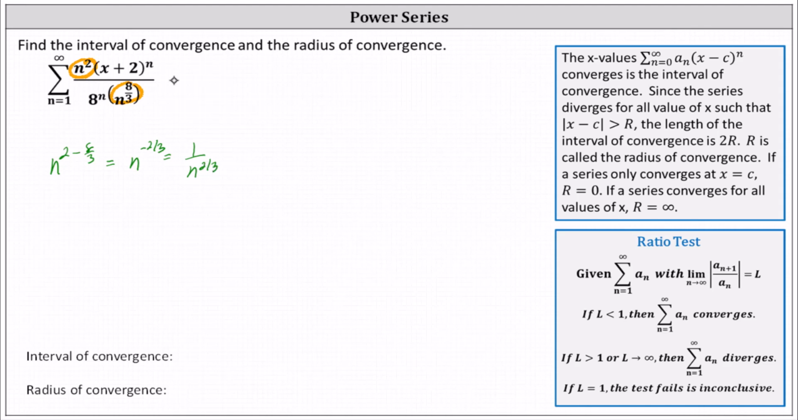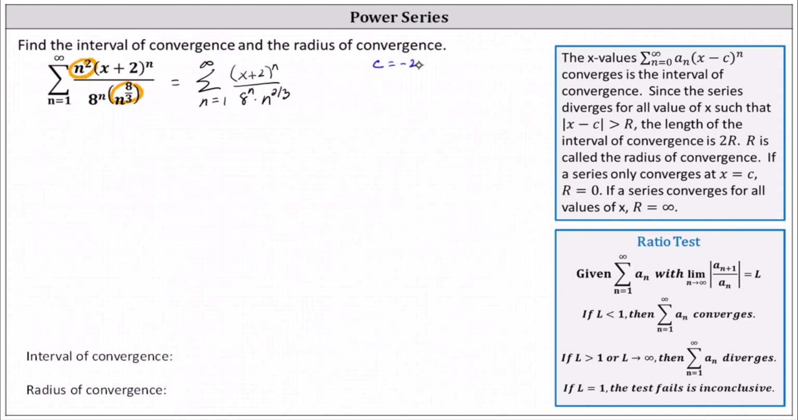We can write the given power series as the sum from n equals 1 to infinity of (x + 2)^n divided by 8^n times n^(2/3). Let's use the power series in this form. From here, notice because of (x + 2)^n, which we can think of as (x - (-2))^n, the power series is centered at x equals negative 2, or using the form shown here on the right, this indicates c equals negative 2.